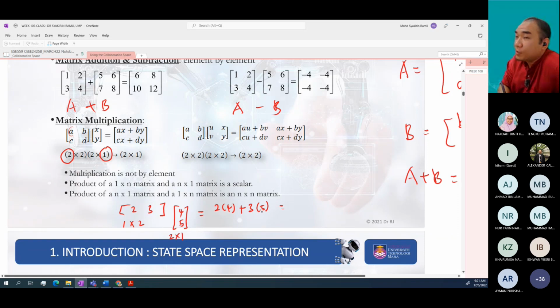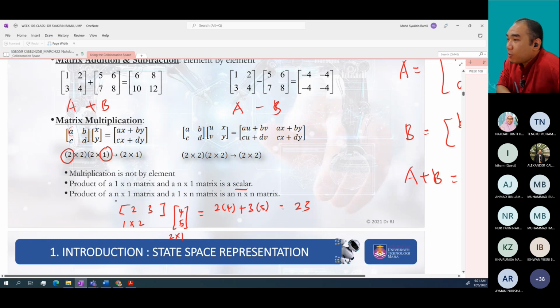15 plus 8, 23. Okay, so you can see that 23 is a scalar value, it's a scalar quantity. Kan? Scalar. Maknanya you got a matrix 1 by 2 times 2 by 1 is a matrix ataupun vector, and then the result is going to be scalar.